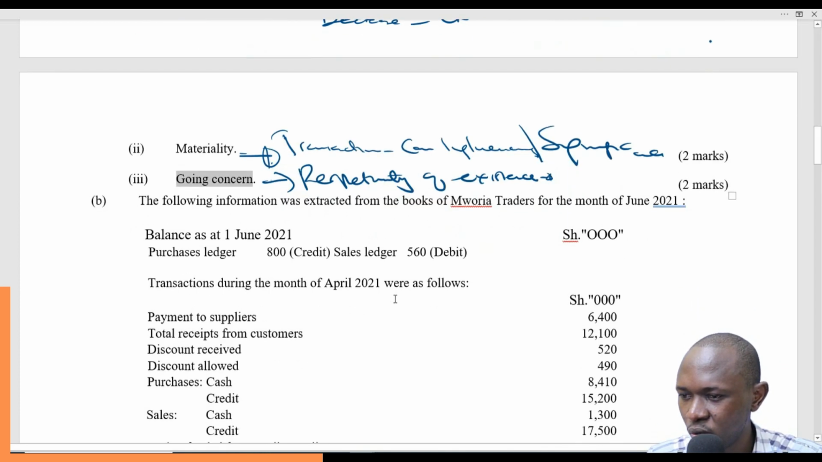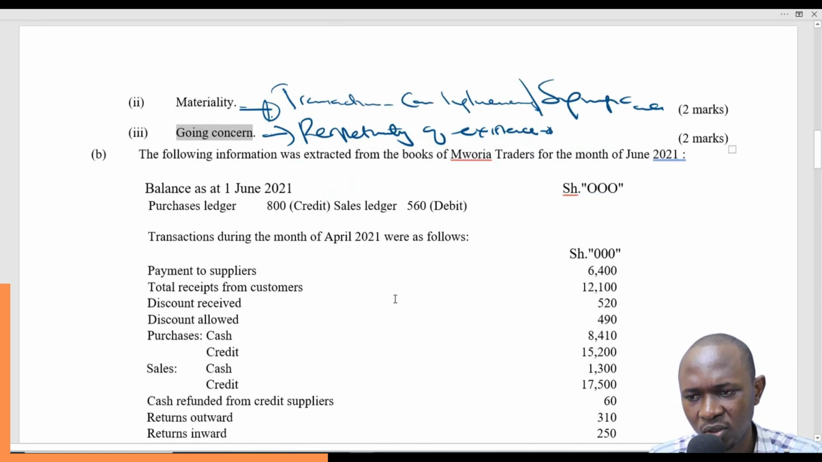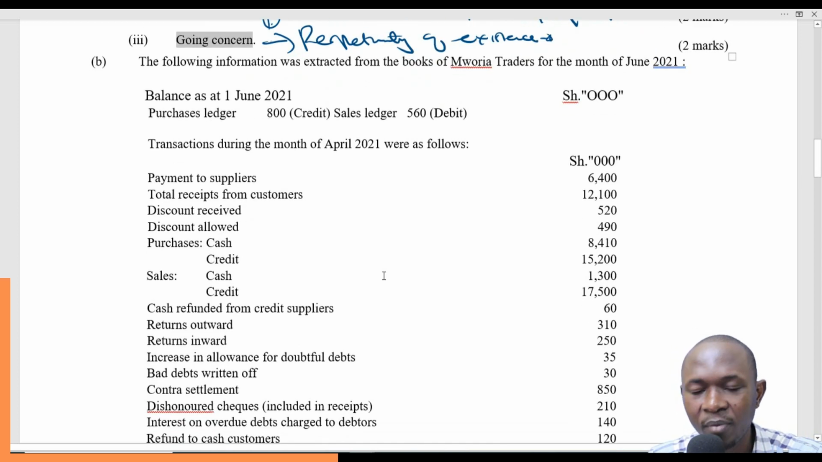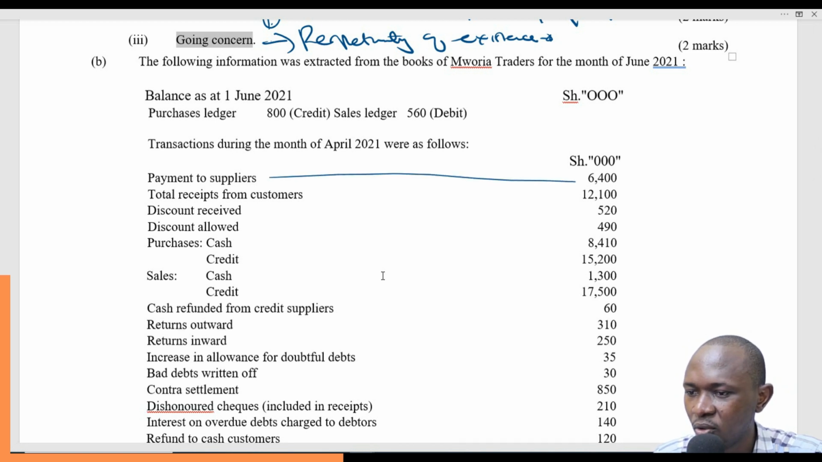Then question 2. The following information was extracted from the books of Moria traders for the month of June 2021. So balance as at 1st June 2021, we have the purchase ledger credit balance, and then the sales ledger debit balance. Then transactions during the month of April 2021 were as follows. Payment to suppliers, 6,400. Total receipts from customers, 12,100.